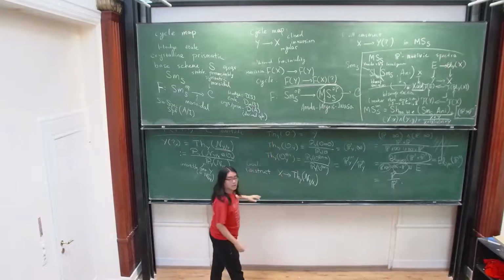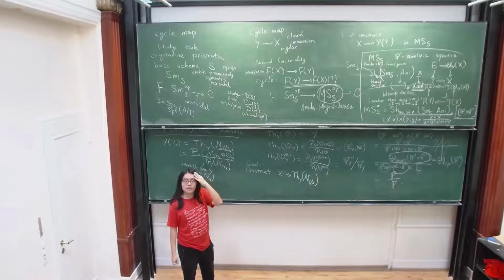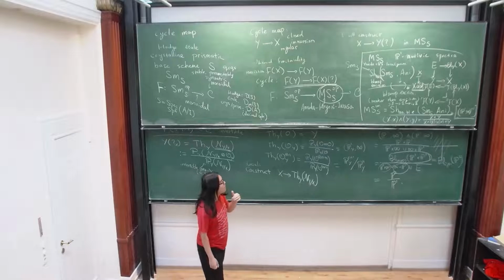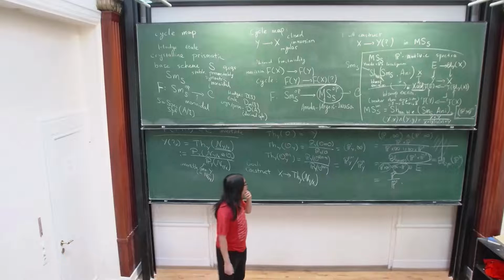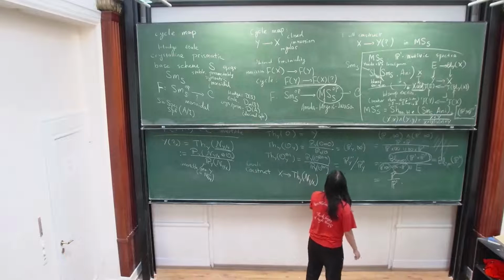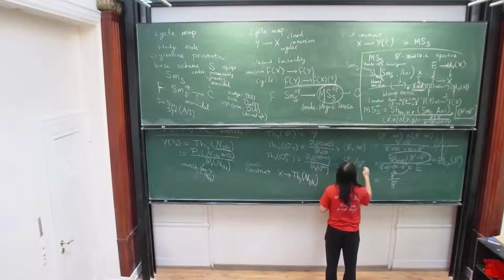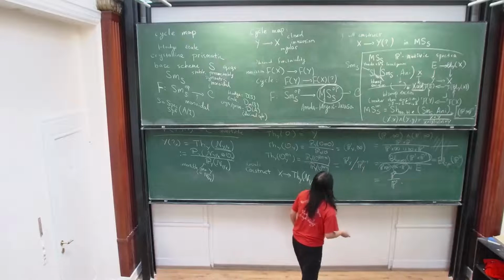Sorry, Longke, in the previous example, you want to have P^n modulo P^(n-1)? Sorry? In the previous line, it doesn't matter, but is it P^n modulo P^(n-1) rather than P^(n+1) over? Yeah, it's P^n modulo P^(n-1).